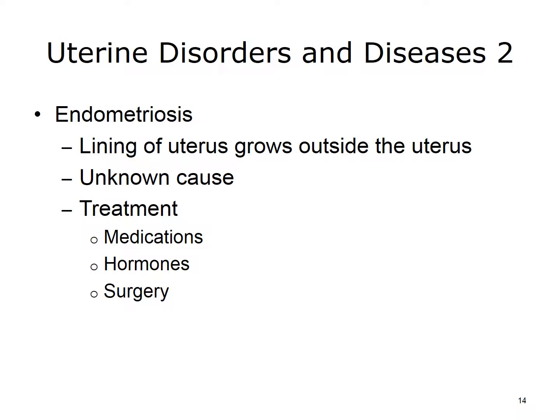Another problem, endometriosis, occurs when the lining of the uterus grows outside the uterus. The tissue may grow on the ovaries, behind the uterus, or on the bowels or bladder. The tissue outside of the uterus may cause pain, infertility, and excessive bleeding during the menstrual cycle. The cause of endometriosis is not known. Treatment includes pain medications, hormones, and sometimes surgery.